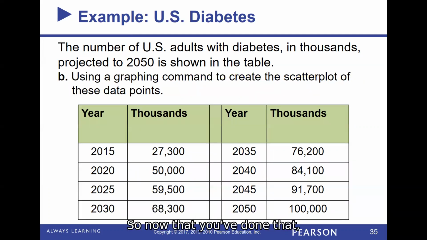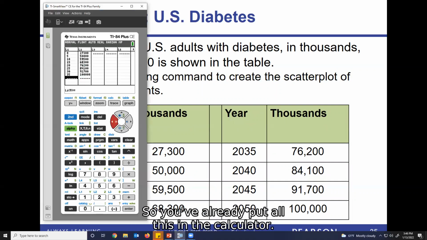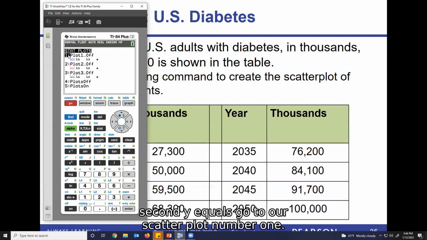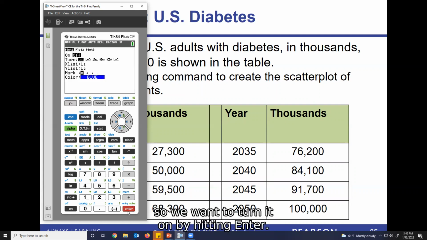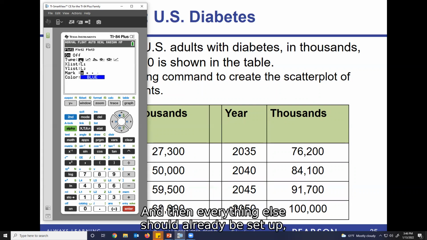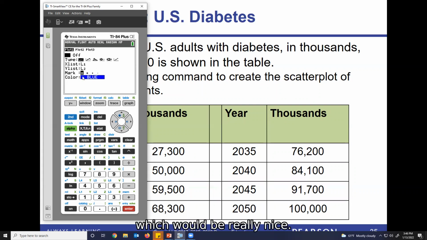Okay, so now that you've done that, now we're going to create a scatter plot. So you've already put all this in the calculator. Now we're going to create our scatter plot. So what we're going to do is we're going to go to second y equals, go to our scatter plot number 1, hit enter to execute. On is flashing, so we want to turn it on by hitting enter. And then everything else should already be set up, which would be really nice.